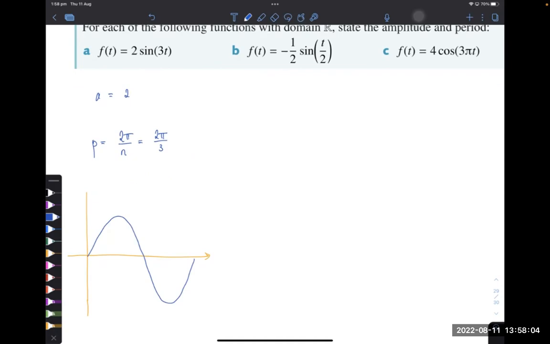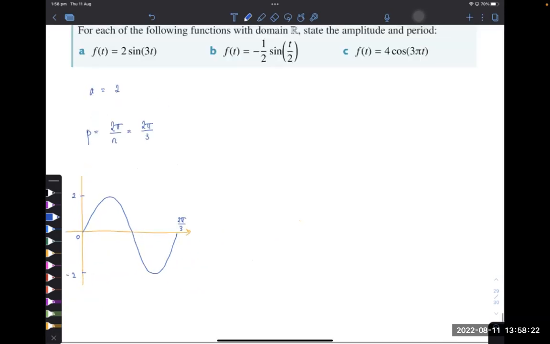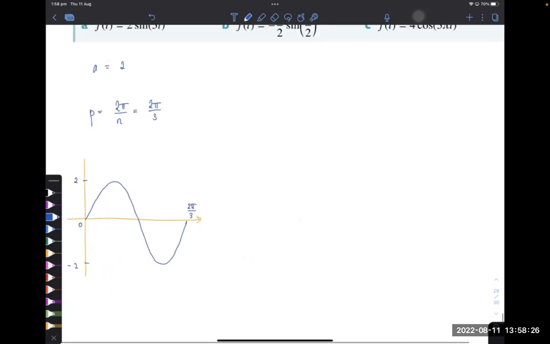Yes, that's correct. Start from the lowest number, -2 up to 2. And instead of 0 to 2 pi, what's it stopping at? 0 to 2 pi over 3, correct. Does that make sense? Now there's a few lines here that I like to also add in.